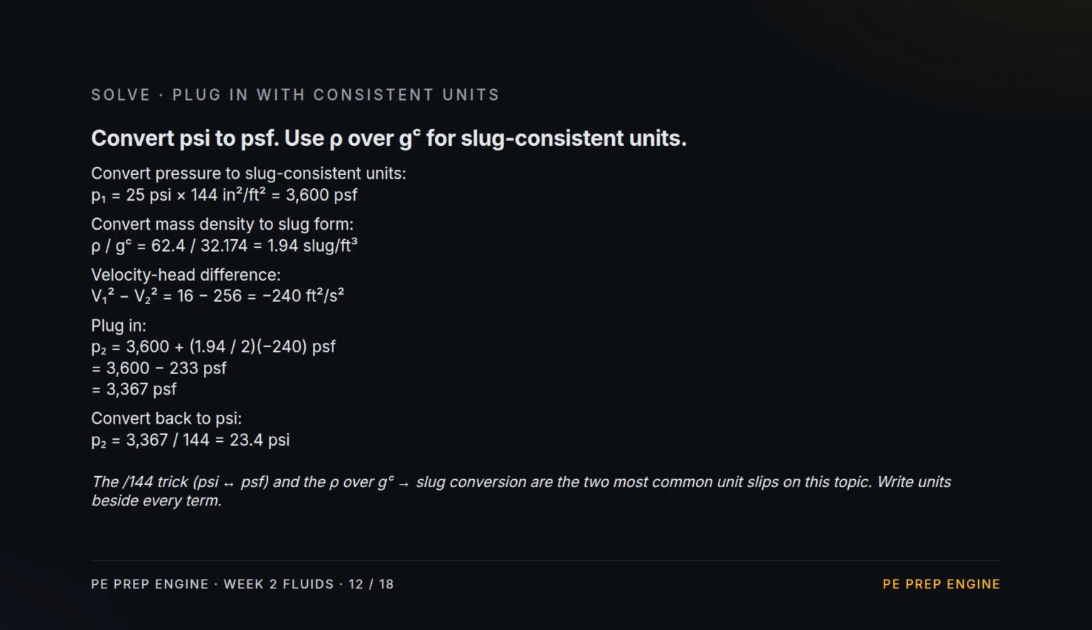Step 4. Plug in and watch the units. 2 conversions matter. Pressure from PSI to PSF, multiplying by 144, and mass density to slugs, dividing by G sub C. Drop everything in and P2 comes out about 23.4 psi.